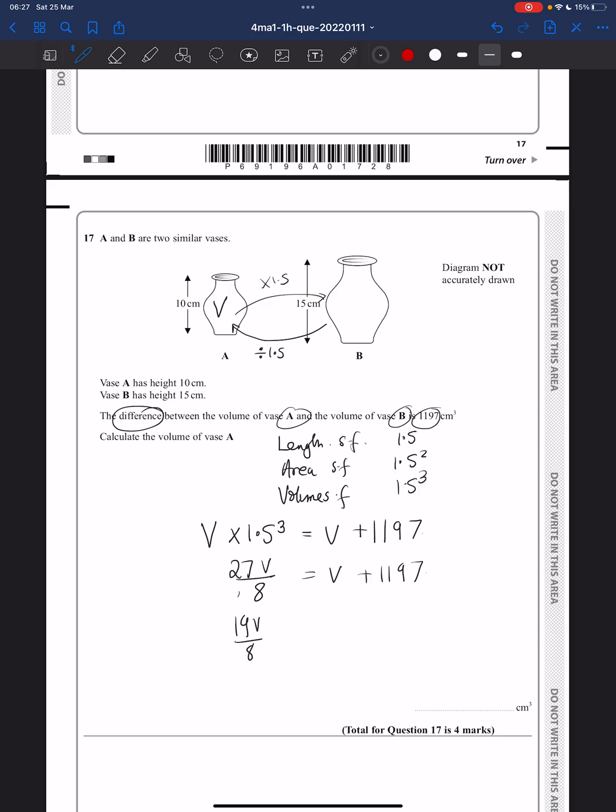You can think of this as 1V is 8 over 8V, so you take away 8 from there, but that's all true in your head. So 19 over 8V is 1197, so V is 1197 times 8 divided by 19. The original V, 1197 times 8 divided by 19, 504 cubic centimetres. Okay.